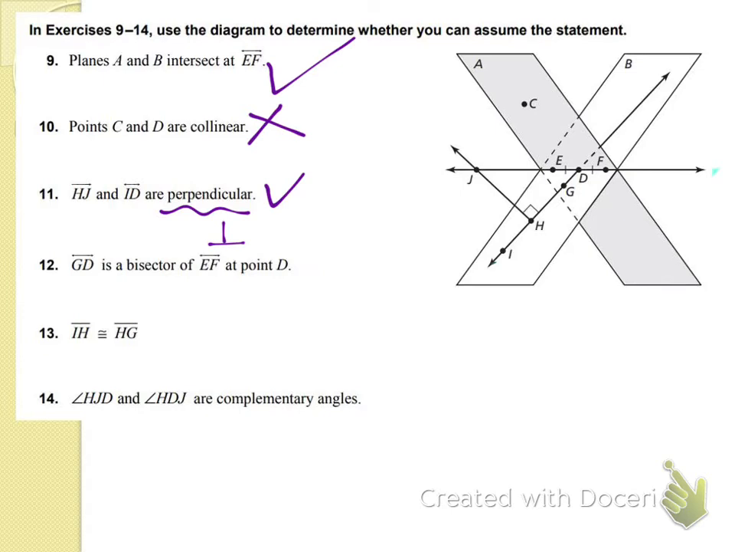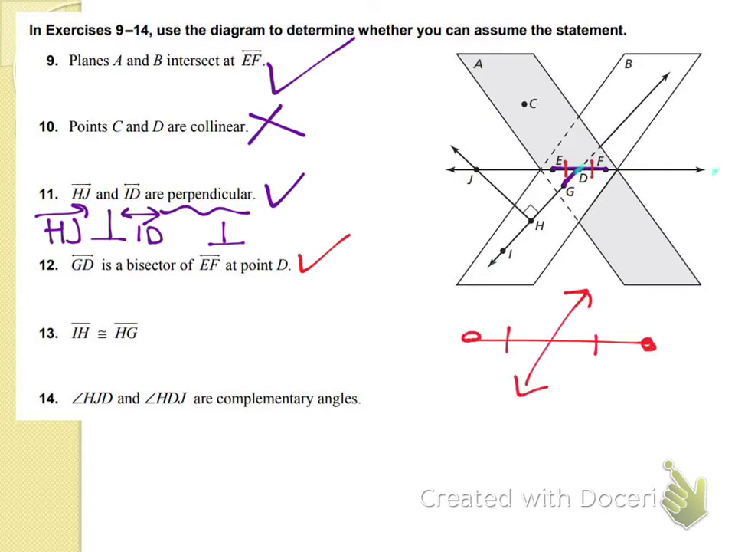You have to be able to read it. Like on the quiz, it would say HJ, it would say like that. So you would need to know what it means. GD, which is this segment, is a bisector of EF. What does a bisector mean? Cuts in half. Is EF cut in half? Yes. Because of these tick marks, right? Does it cut it in half at point D? This is a yes.